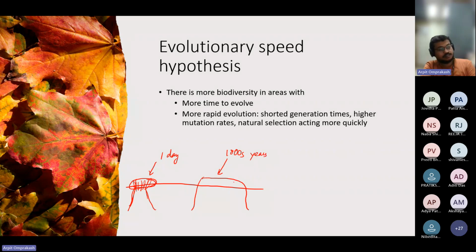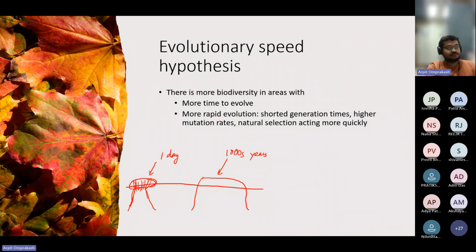So of course, this island has a lot more time and it will have a higher biodiversity because it has a lot more time for life to come there and for life to evolve and many different species to form. Whereas in this example here, ideally we won't have any species there, or we'll have a few species which have just come in now. Right. So if an area has more time to evolve, it has more biodiversity. That is the first point.